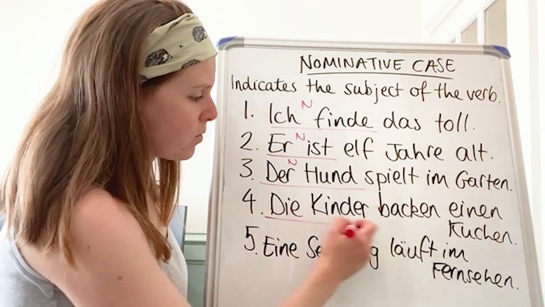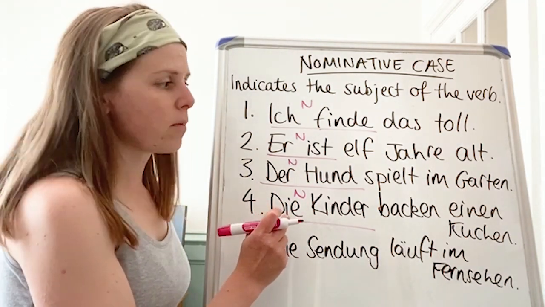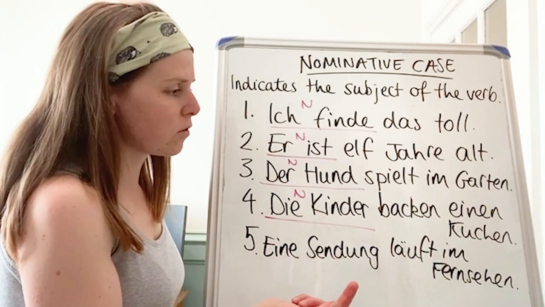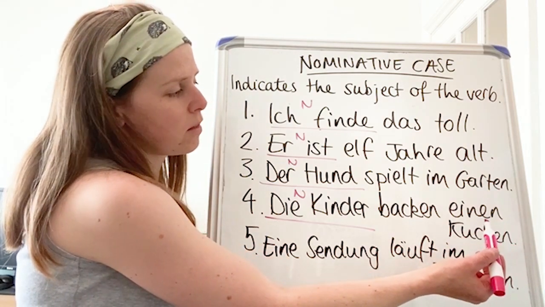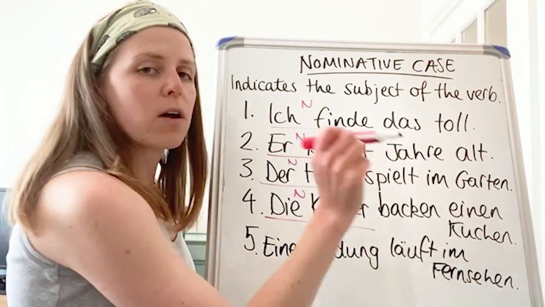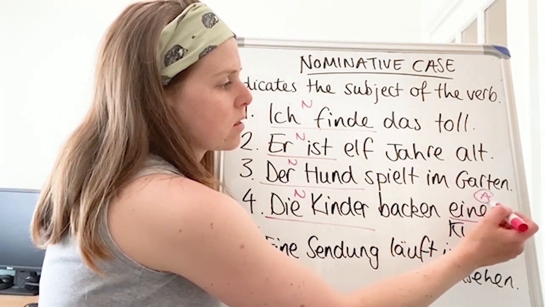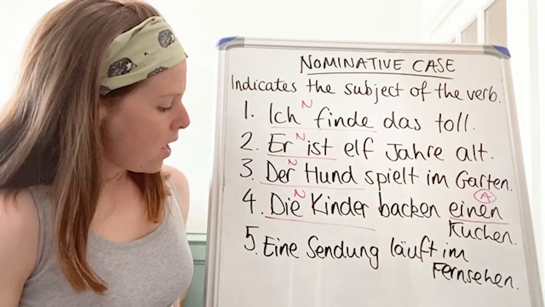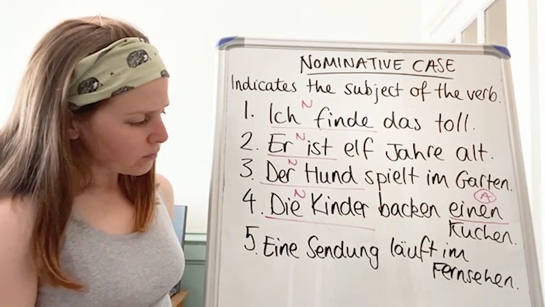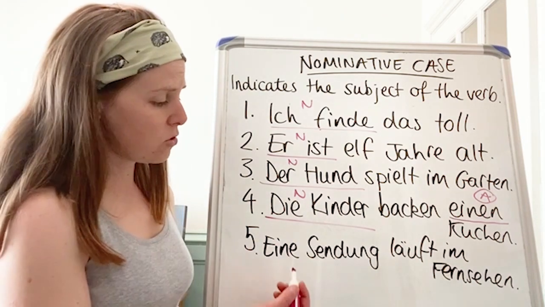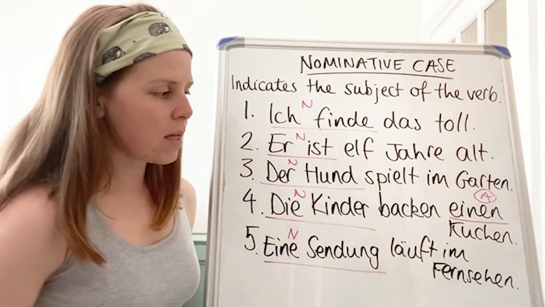Okay, now this is an example here where we have nominative, and we have a more obvious accusative object for you because this one's masculine. Remember in the video about the accusative case, we saw that the word for a in the accusative is einen when it's masculine. So I'm just going to label that as accusative. You didn't have to do that though. And then the last one, eine Sendung läuft im Fernsehen. A show is on the TV. What's on the TV? The show is. So that is our nominative case.